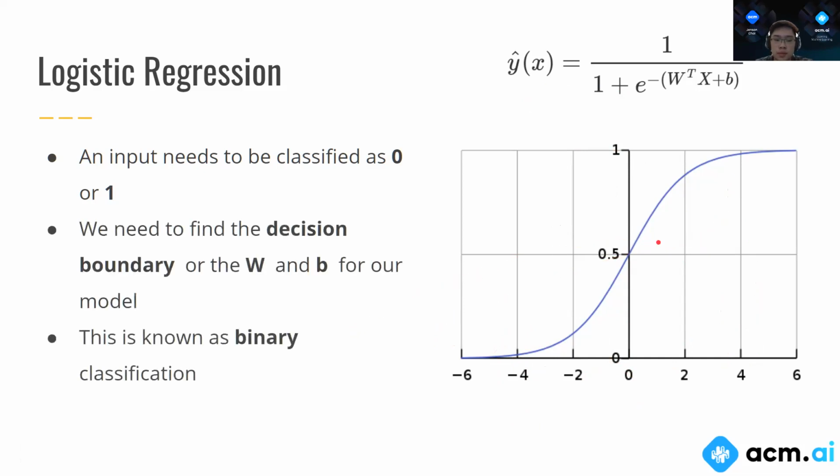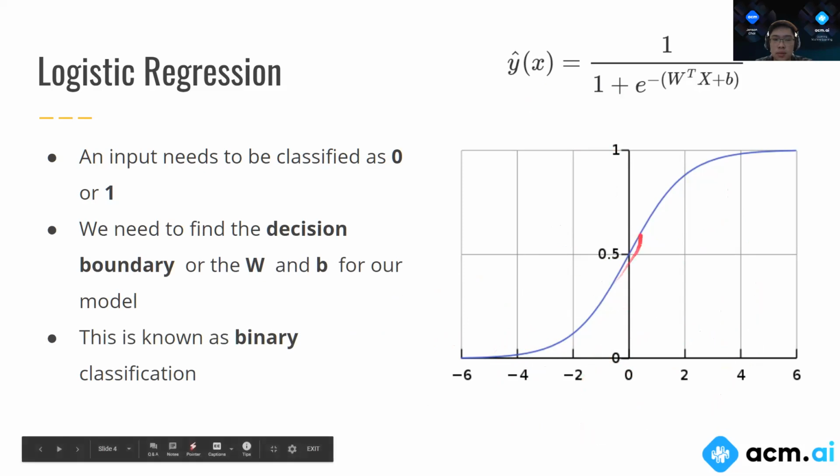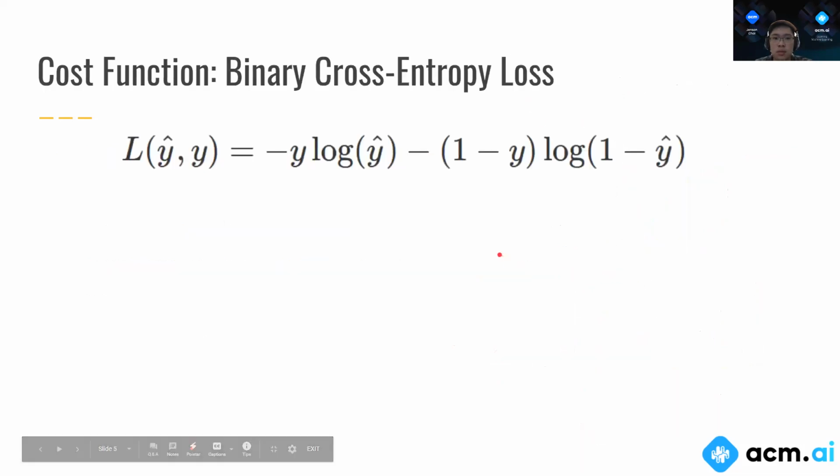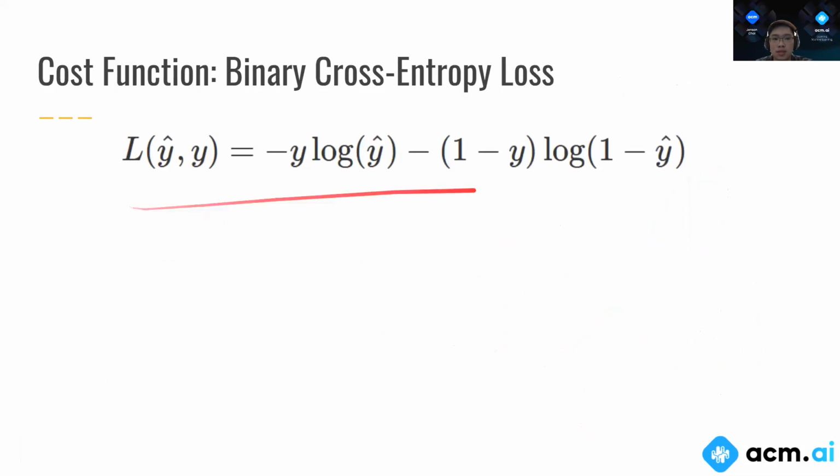And this is known as binary classification because we have two classes, 0 and 1. We also talked about this really interesting function called the loss function, which is binary cross-entropy in the case of binary classification. And it's also commonly known as log loss because we have all these logarithms going around.